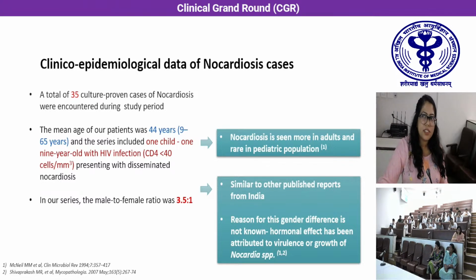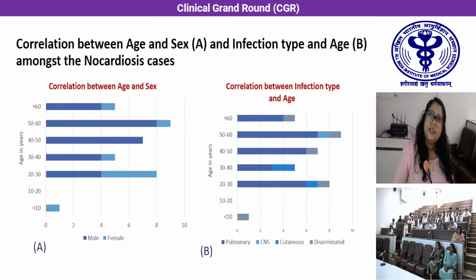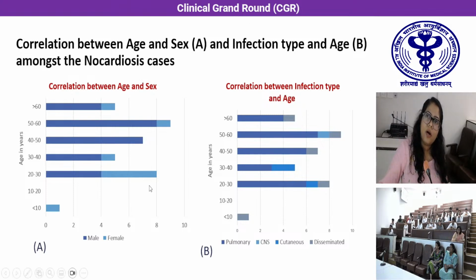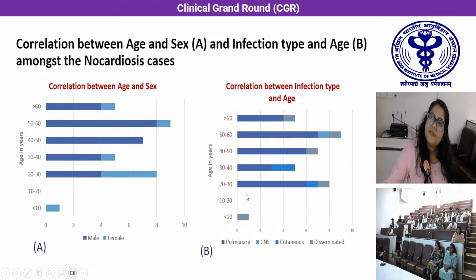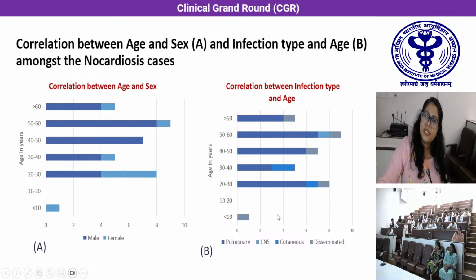And the reason for this gender difference is not really known, and it can be attributed mainly to hormonal effects. So coming to the correlation between age and sex, we have seen that among all age groups, there is a higher predilection among males. And coming to the infection type, among all age groups, the predominant site of infection is lungs, followed by disseminated disease.